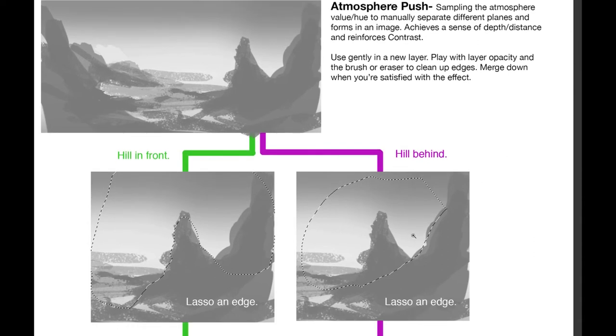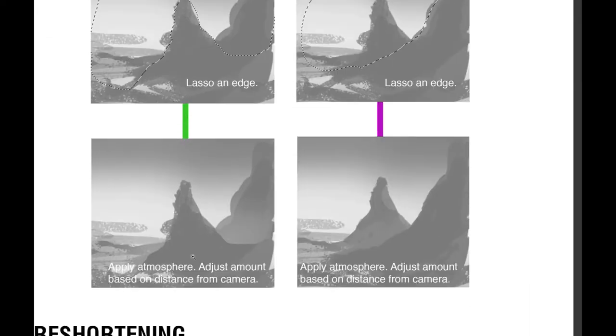Well, we're going to use a combination of the lasso tool and a soft-edged atmosphere brush. To make the hill in front, what I do is I draw around the edges that I want to preserve or keep, and then use an atmosphere brush, meaning I sample the color of the atmosphere, turn it way down, and it's a soft-edged brush, and I lightly brush in some atmosphere between this pokey element and the plane behind it. And you see it gives the illusion that it's in front of us.